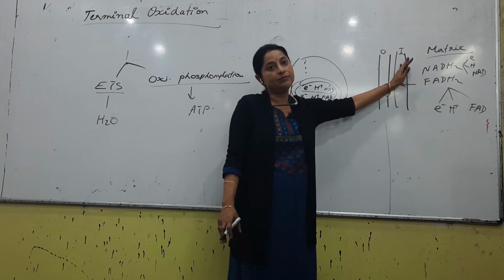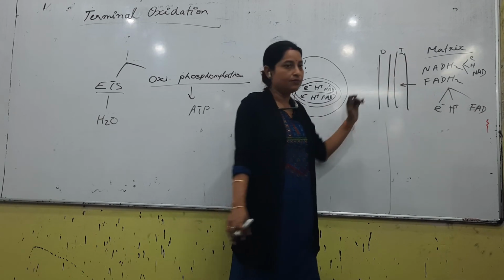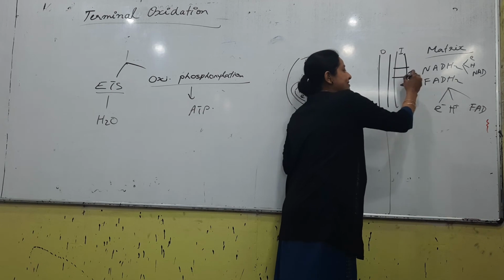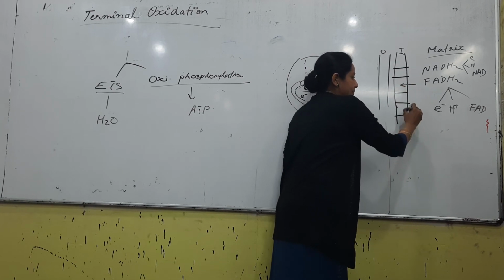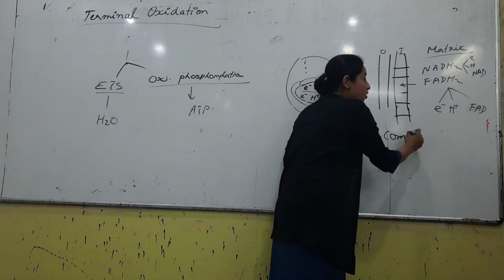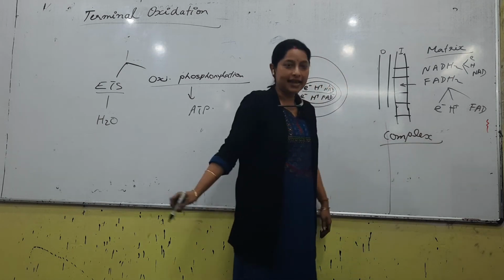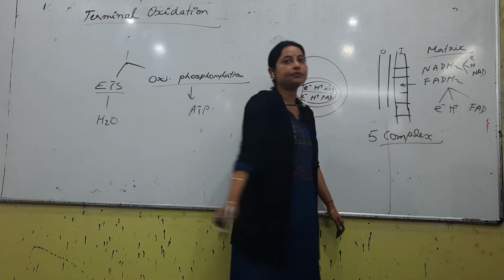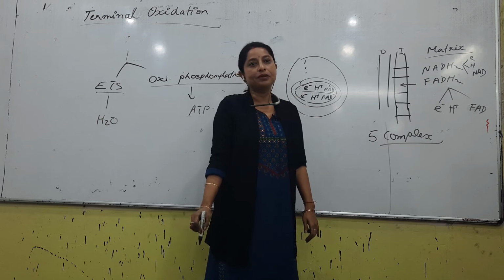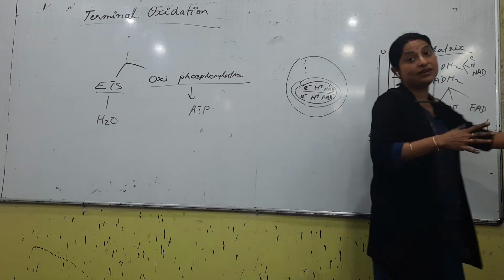the inner mitochondrial membrane. The inner mitochondrial membrane has several complexes, like houses. How many houses are there? There are 5 houses. Okay, we'll understand the concept and then we'll write the notes.